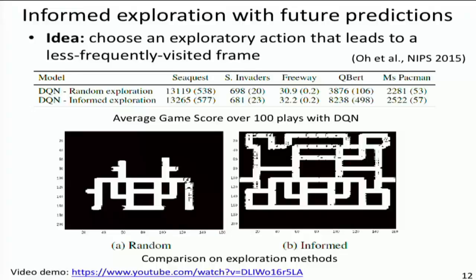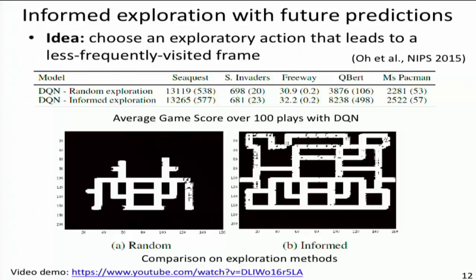But I should, yes? So when you use the prediction model for exploration, how did you train the prediction model? Did you train it on random data or on expert agent data? So we tried both. For this version, we actually used the data coming from a reasonable agent, a DQN agent.